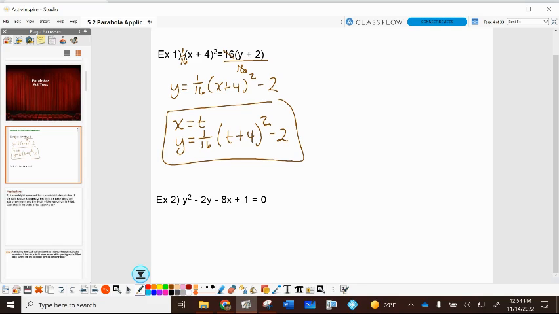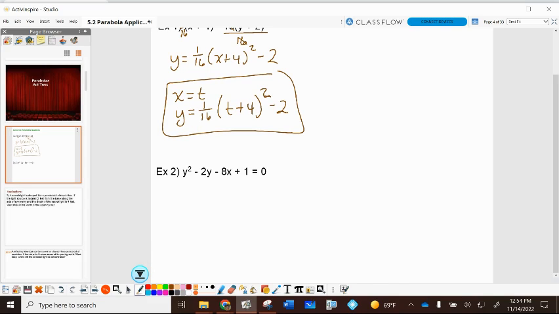Now, in this next one, it's in general form, and so we've got to first get it in that form. So there's no leading coefficient to factor out in the y squared, so that's going to be y squared minus 2y. I'm going to have to complete the square on that, so I'm going to leave space, and I'm going to move the x to the other side, so that's positive 8x, and we did this last class.